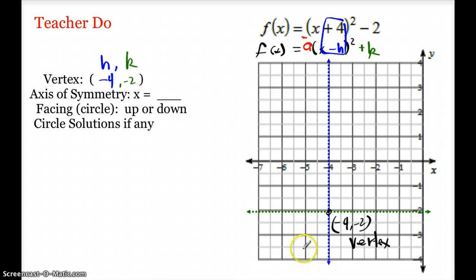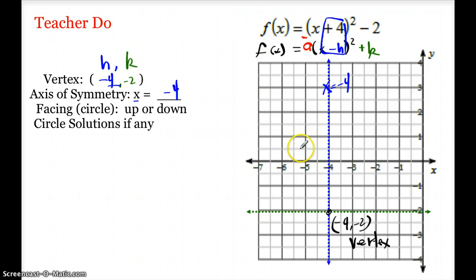We also know that the h value is the same as my x value, so these two are the same. So this one is negative 4. It's right there. X equals negative 4. It's the same thing, the opposite of this number. Okay, I know it's facing up. I don't know too much more other than it's facing up.